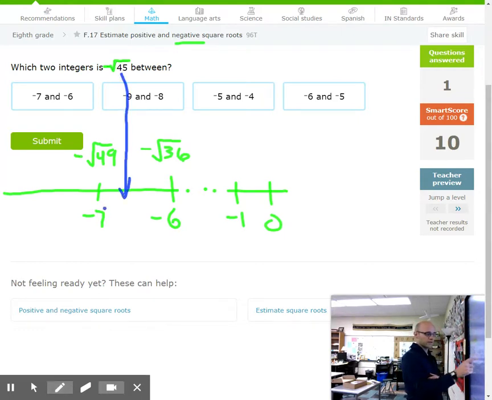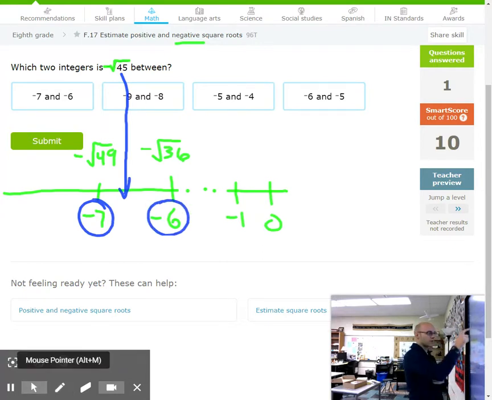So it'd be between, in this case, -6 and -7. So finish that problem. Let's go on to our next example.